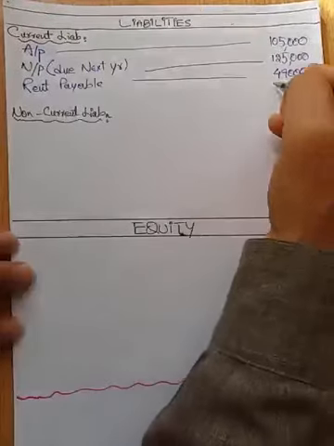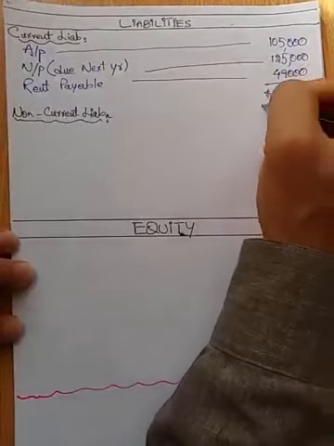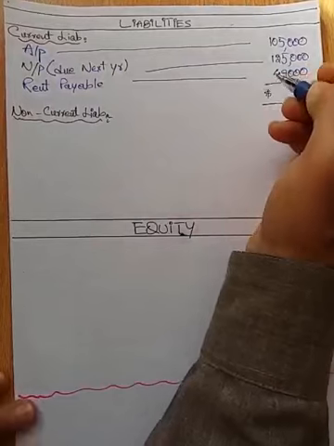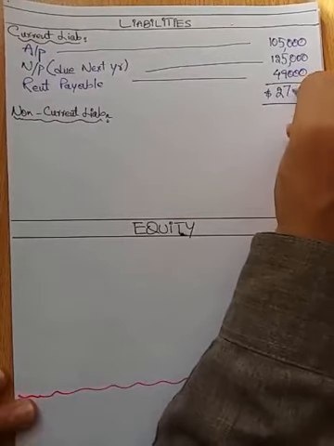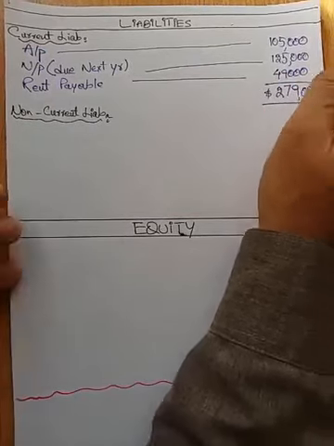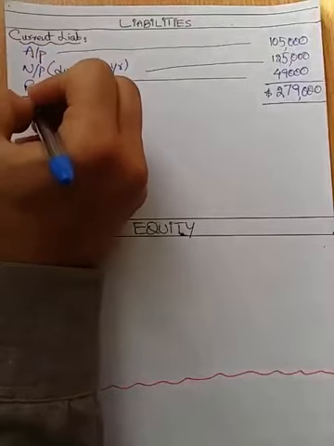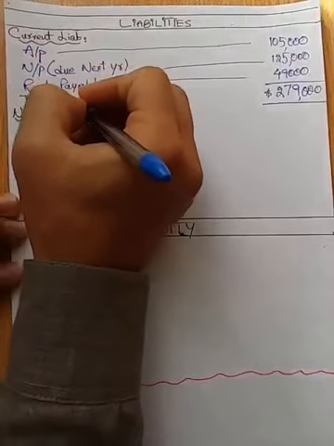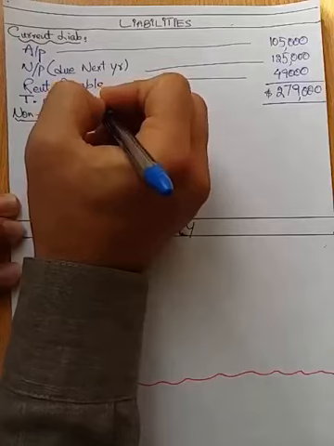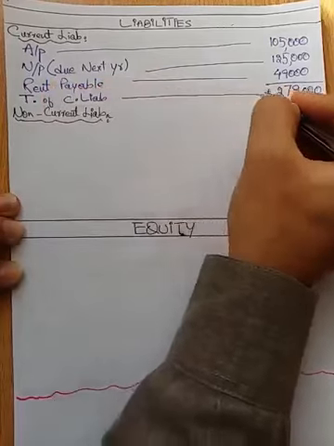Let me find the total of this because we are not left with anything else. So the total of the current liabilities would be $279,000. I will quickly write here total of current liabilities. So this is our total of current liabilities.